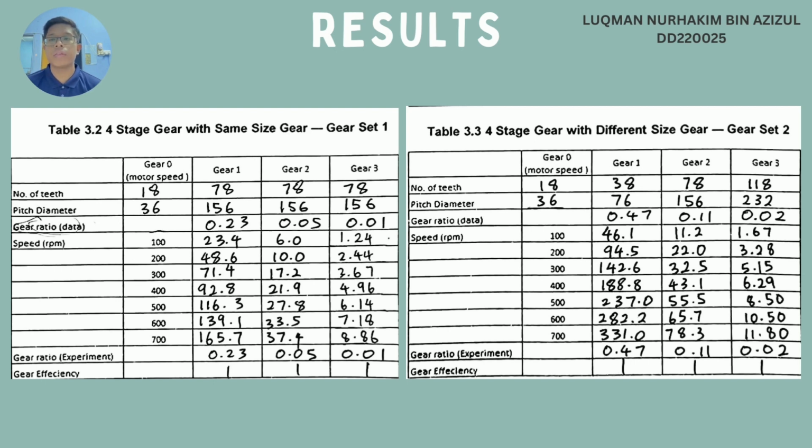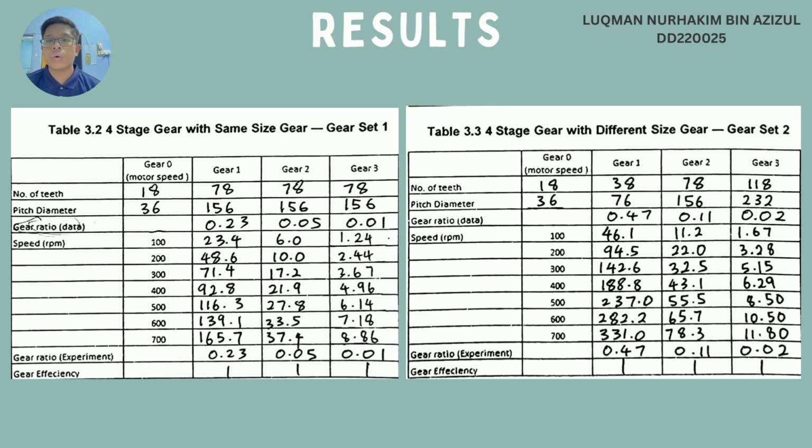I'll be presenting the results for the video presentation for the computerized gear system. We have two sets of results: the first is the stage gear with the same size gear, and the second one is the stage gear with different size gear. We are using tachometers to calculate the speed for gear 1, gear 2, and gear 3. For this first set, we have the speed for gear 1, which is 23.4, then 6 RPM and 1.24 RPM for gear 2 and gear 3.